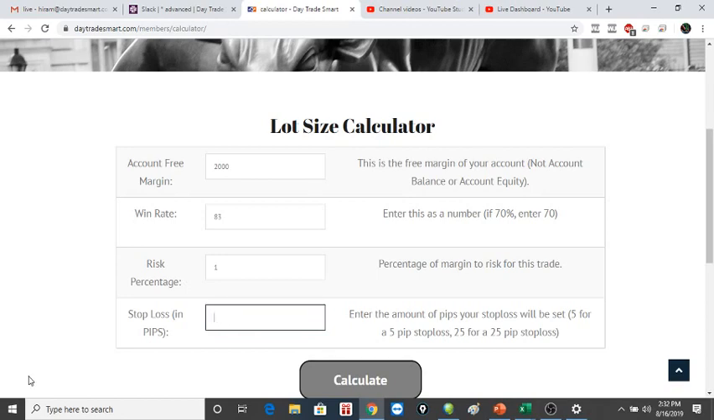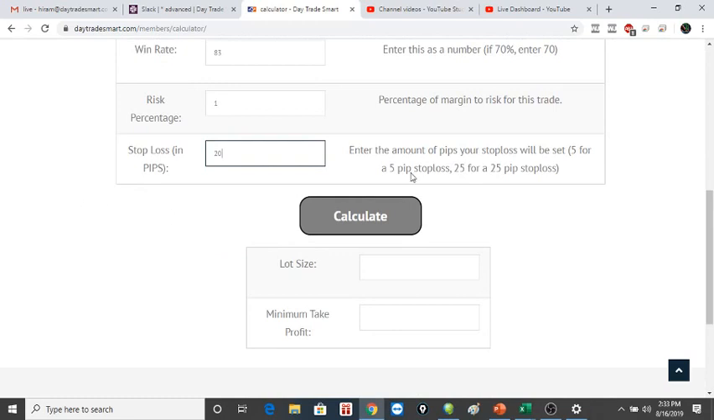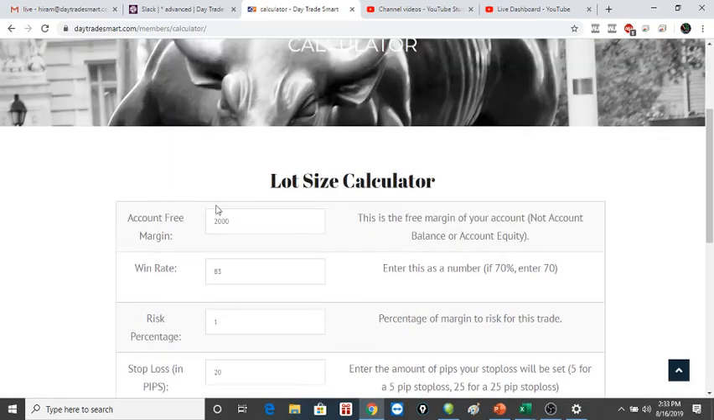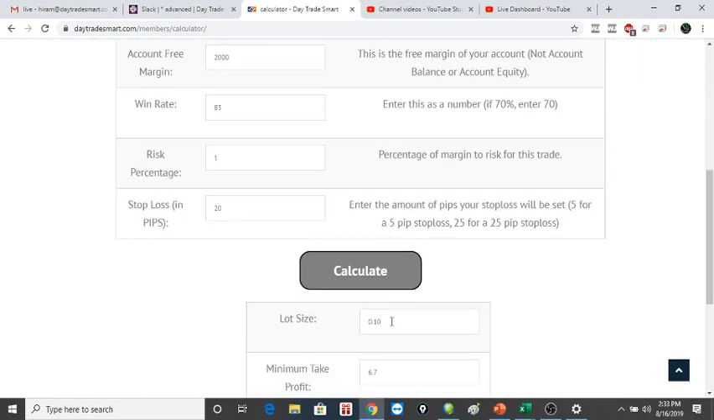20. So once I put in those parameters, I press calculate, and it tells me the largest lot size I should be trading on that account, because that's a $2,000 account with 83% win rate. I'm risking 1% within 20 pips. So what is a 0.1 lot size? 20 pips. $20. What is $20 to 2,000? 1%. Do you have to know that for you to be able to read that? Nope. Makes it really simple, right?